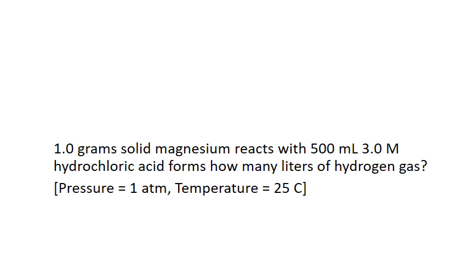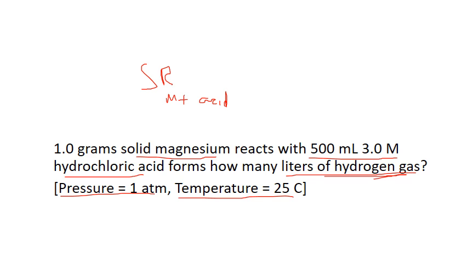Okay, this next one is going to be single replacement again, but this one's a metal and an acid. All right, so we're going to take 1 gram of solid magnesium, and we're going to put it in 500 mLs of 3 molar hydrochloric acid. And what we want to do is find out how many liters of hydrogen gas are formed. Okay, pressure is 1 atmosphere, temperature is 25 degrees C.